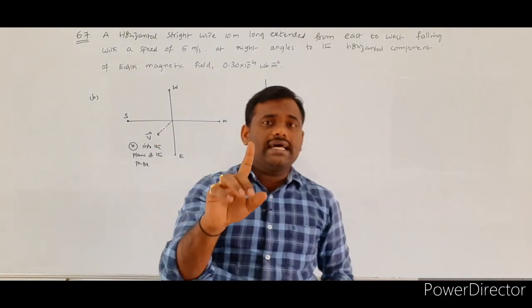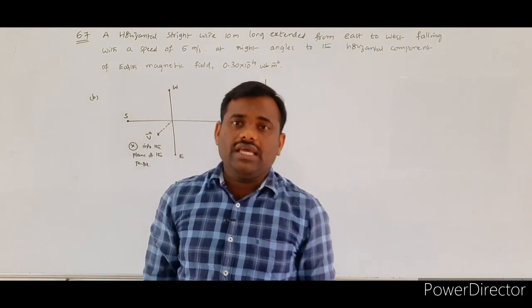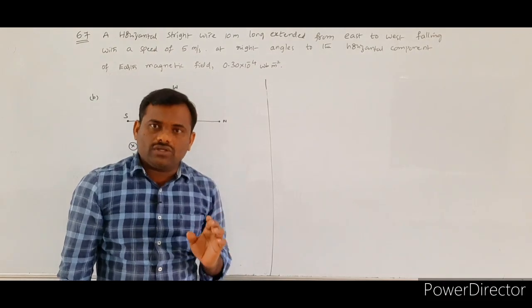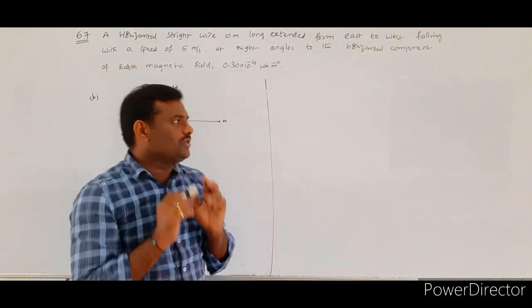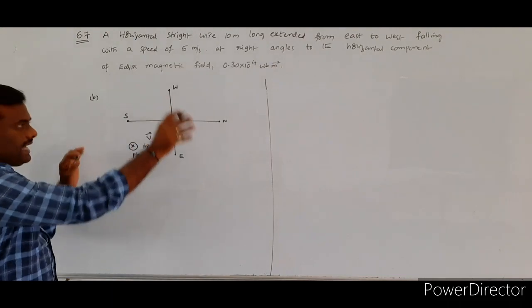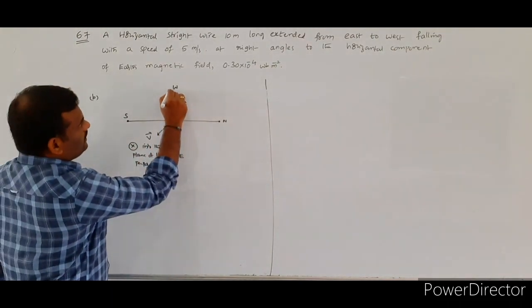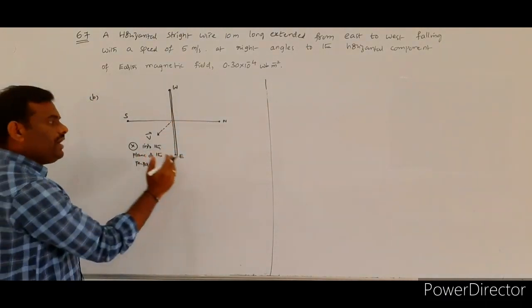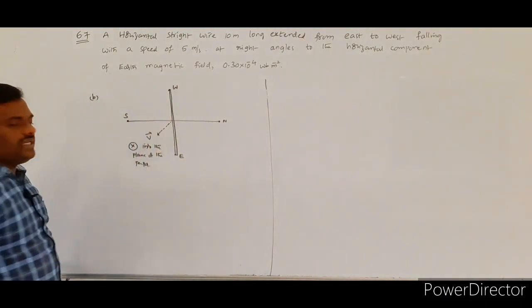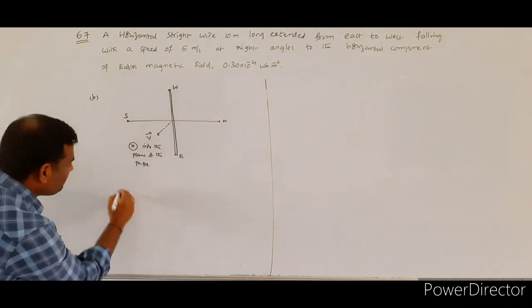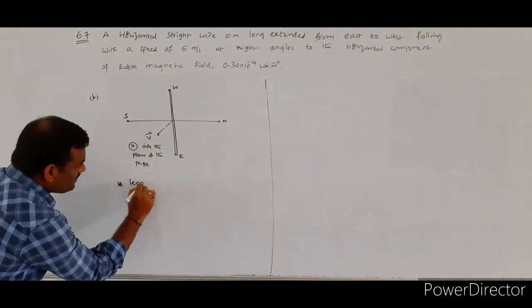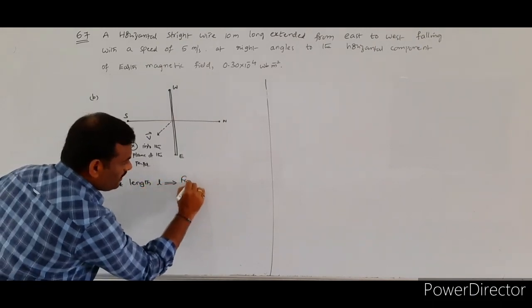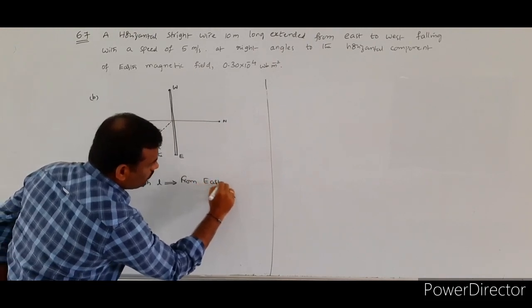Once again, what is the direction of the BH? The direction of the horizontal component of the earth's magnetic field is always acting from where to where? South pole to the north pole. So here I draw one diagram. According to that, the rod will be extended from east to west. That means the length of the rod L will be measured from east to west.